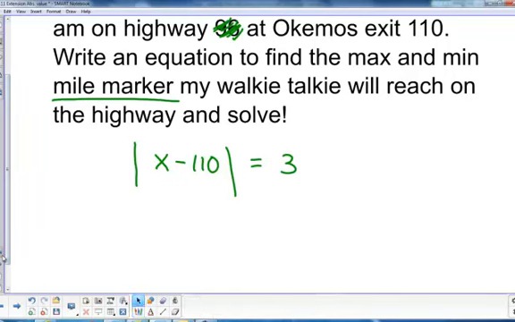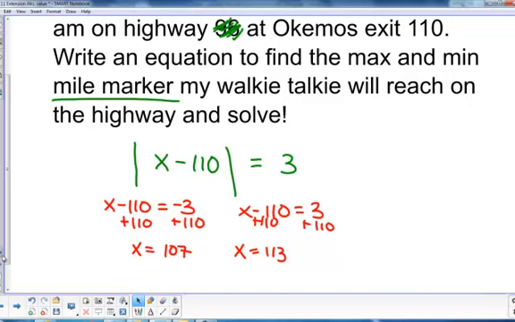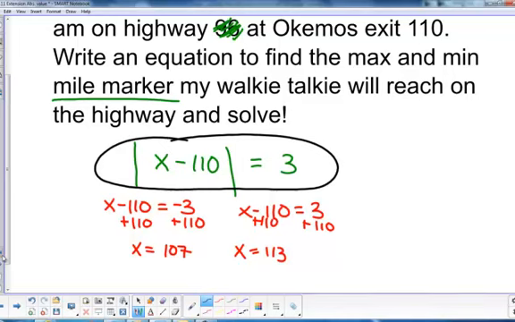So if I solve this, x minus 110 would either equal negative 3, or x minus 110 would equal positive 3. So if you add 110, I would get x equals 107. And if you add 110 here, I would get x equals 113. So my mile marker range is between 107 and 113, which makes sense, within 3 of 110. And so you just set up the story problem using this absolute value equation.